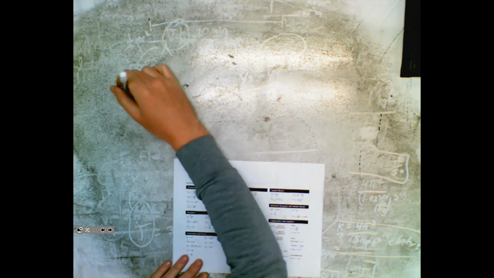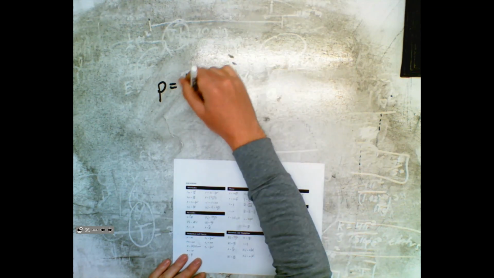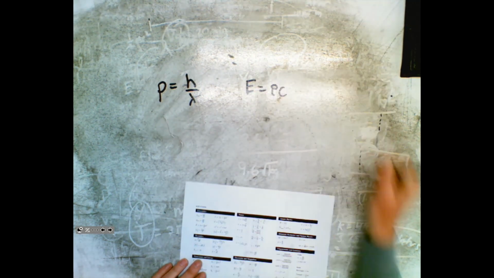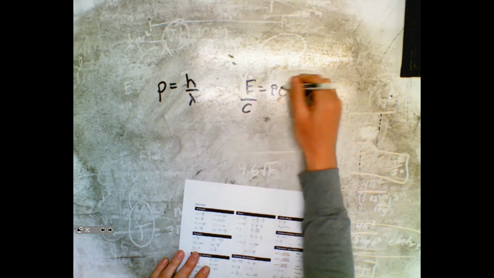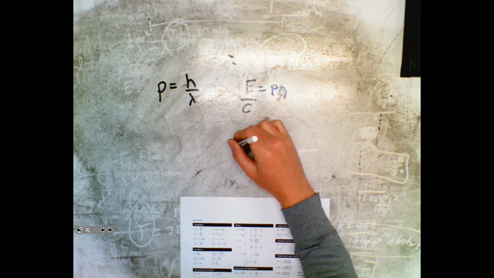To do that, we need a couple formulas from our formula sheet. Because an X-ray is light, we can use momentum equals h over lambda, or we can use E equals PC and move this down here. This is probably the easier way of doing it. And we know that the energy of a photon equals hf.